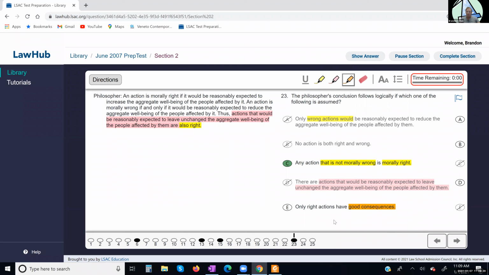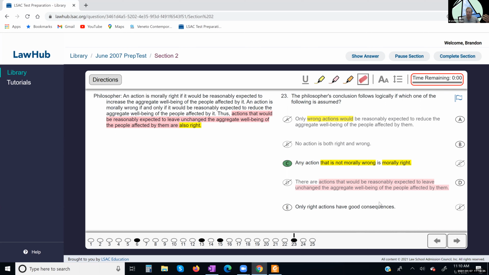Good consequences. How would that be relevant to our conclusion? We don't know this, and it's not in the whole argument. Nothing is about when actions actually have good consequences. This is about what we would reasonably expect. I guess you could argue that the actual increase in aggregate well-being would be a good consequence, but it's about reasonably expecting it to. We don't know for sure that it does. So it doesn't actually create a standard of creating good consequences, and we don't have evidence that tells us about good consequences or not. So this would be wrong for that language reason.